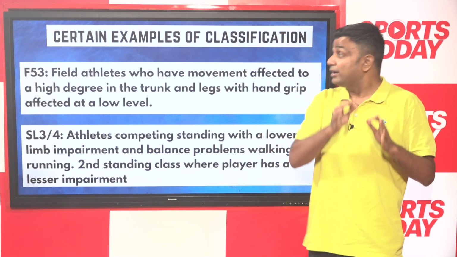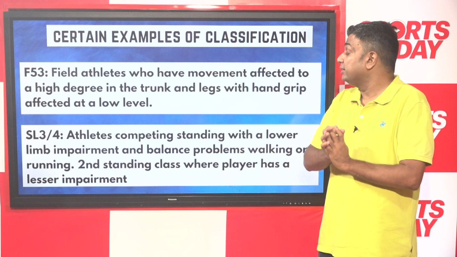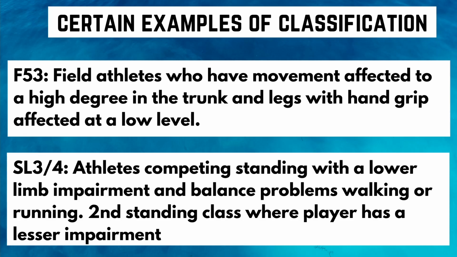F53: field athletes who have movement affected to a high degree in the trunk and legs with hand grip affected at a lower level. As I said, the lower the number, the higher the disparity. So F53 is in that. SL3 or SL4 is for another sport wherein athletes compete standing with a lower limb impairment and balance problems, running in that particular instance. Those who struggle to run come under SL3 and SL4, with lower impairment at this point.